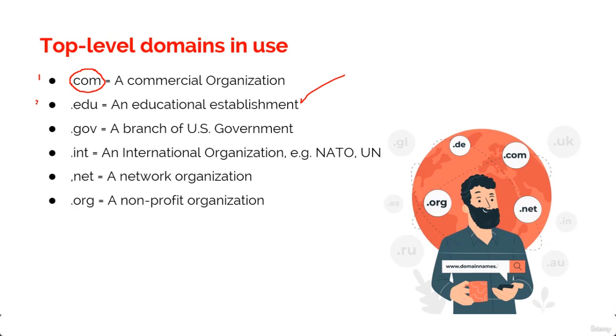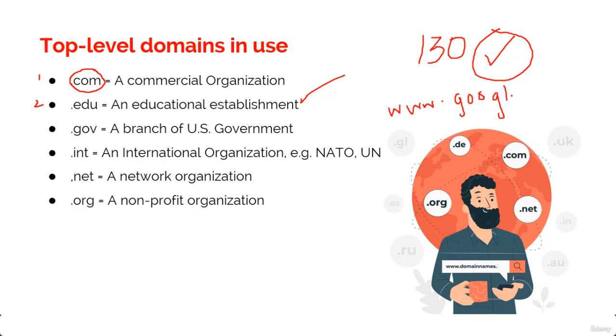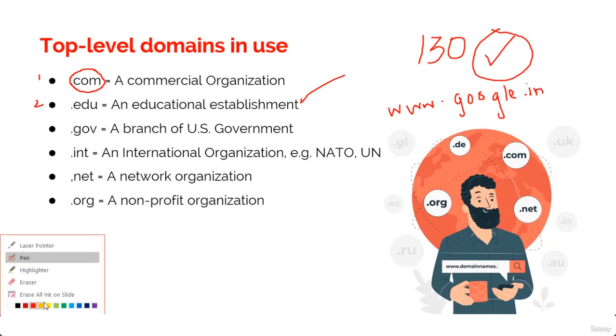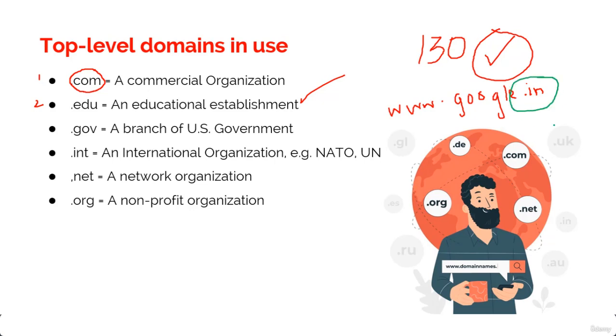So this is first, this is second. And there are over 130 countries throughout the globe. For example, let's say google.in. What does this .in mean? It means that the server of Google is located in India. So whenever someone from India tries to ask a query on Google, the request is forwarded to the server that is located in the Indian subcontinent, okay?